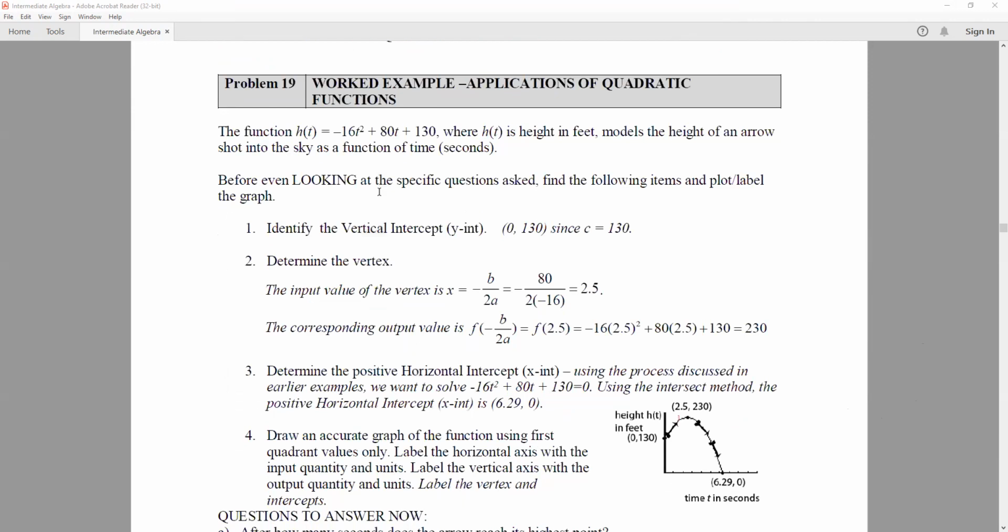Now, here we have a worked example. First of all, it gives you the function. H of t equals negative 16t squared plus 80t plus 130, where h of t is the height in feet. This models the height of an arrow shot into the sky as a function of time in seconds.